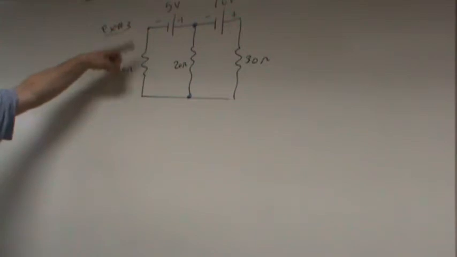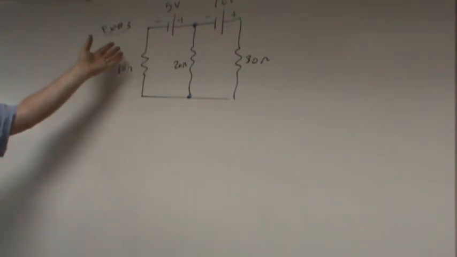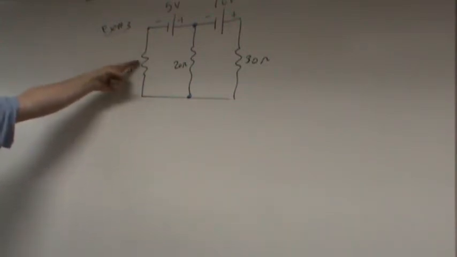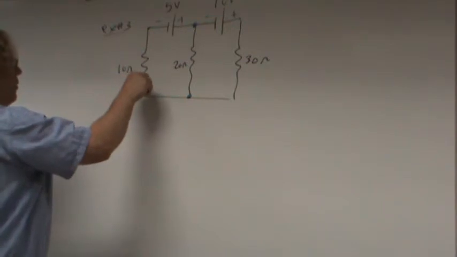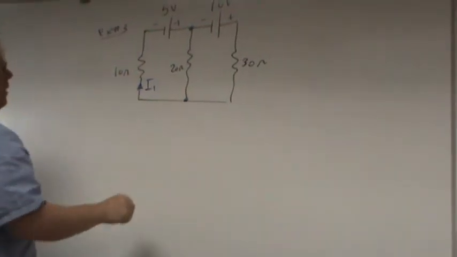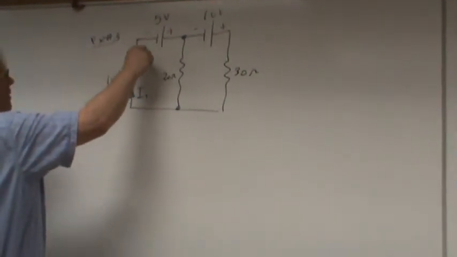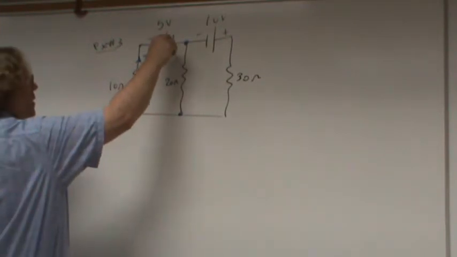So this current here, do you want to define it as up or down? How many people say they want the current through the 10 ohm to be up? How many people say they want it to be down? Well, the ups win. So the current, and I'm going to call this I1, is going up.